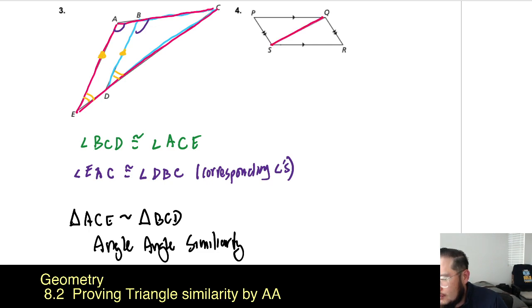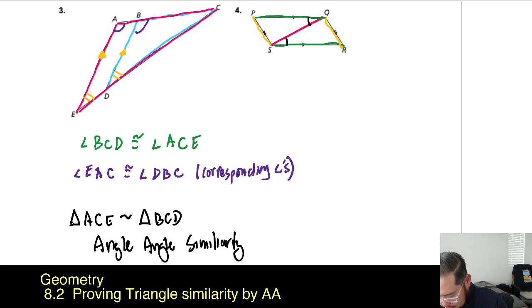So I could look at it as parallel lines right here in green, cut by the transversal. Or I also have parallel lines PS and QR cut by the transversal. So no matter how you want to slice it and dice it, we've got some angles that are congruent right here. One of them we could say is angle PQS is congruent to angle RSQ.